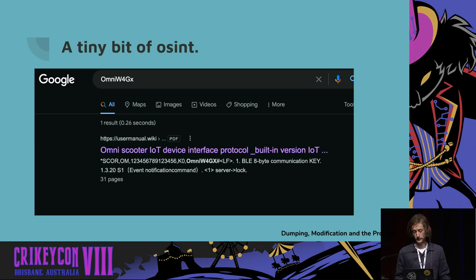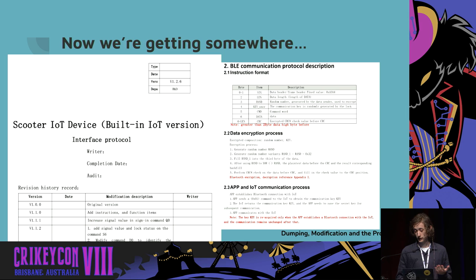So now we're actually getting somewhere. Now we have the protocol. We have both the TCP and the BLE protocol. What can we actually do with this? There is a lot of interesting information in these documents, from the data encryption process to the entire TCP protocol. So this helped tremendously with essentially everything. So now it's time to build something.